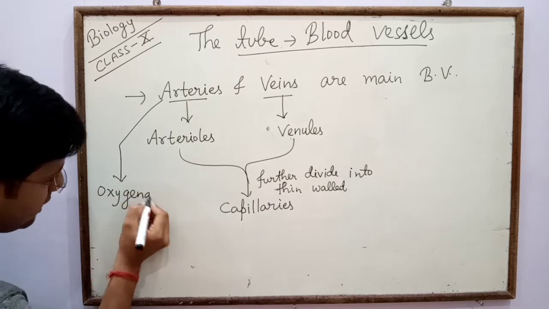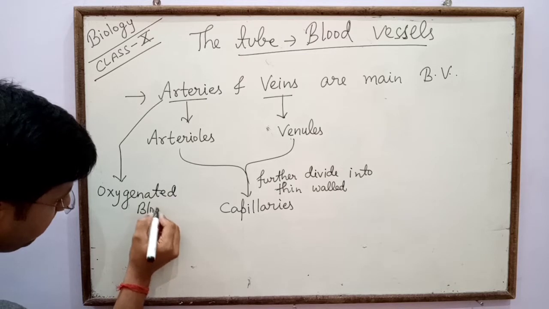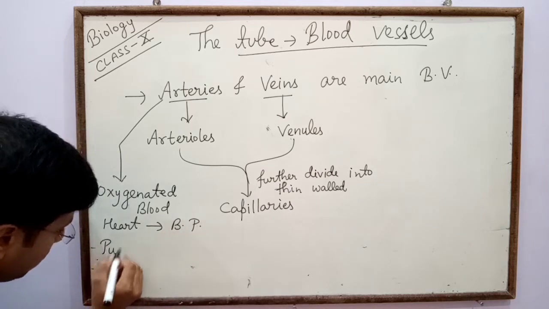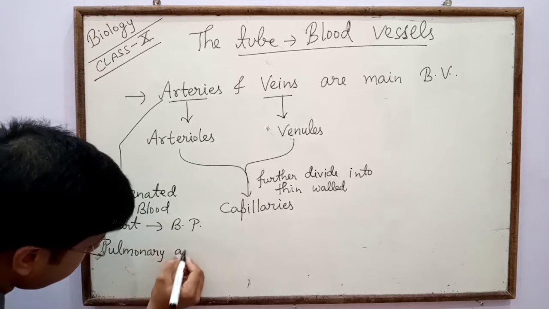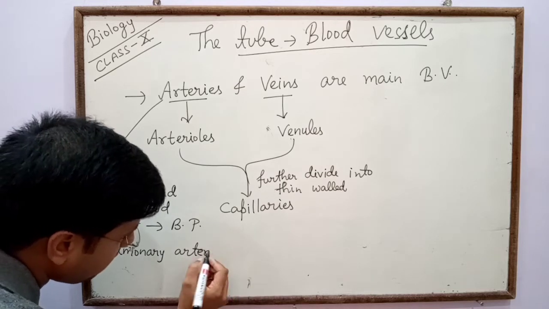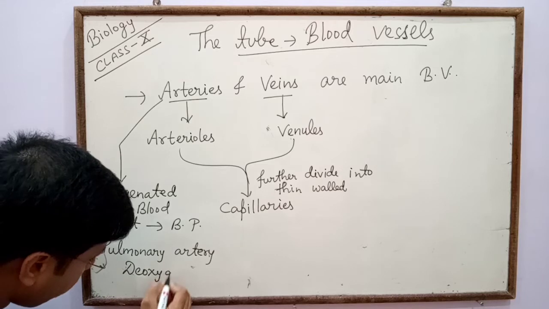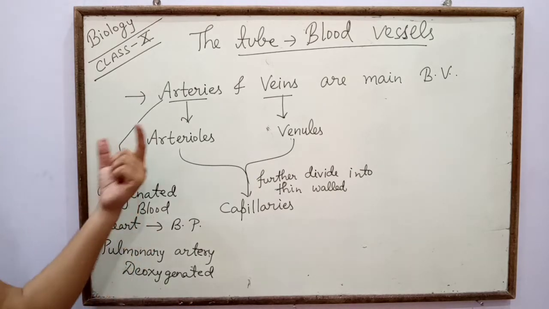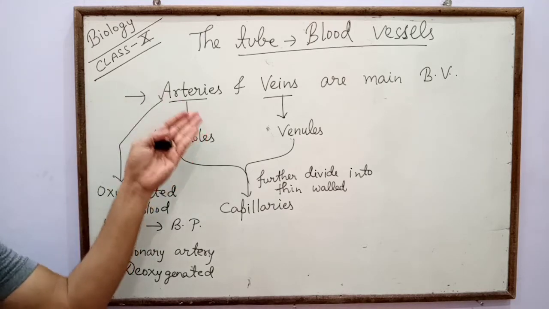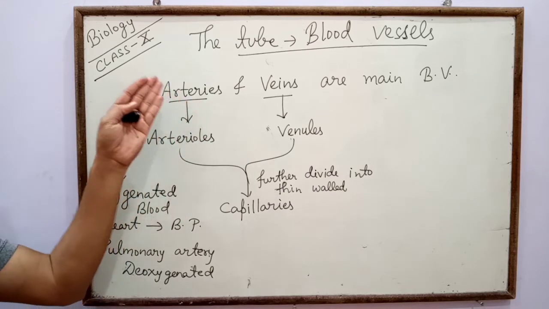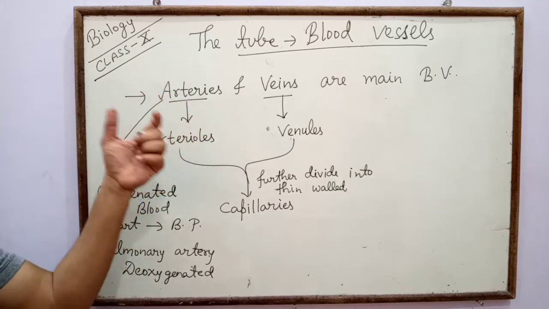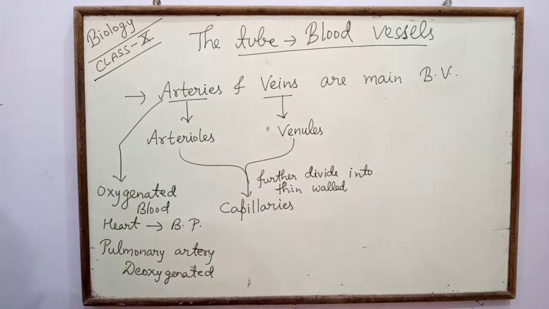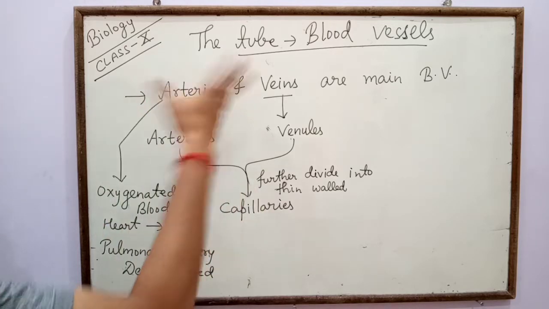oxygenated blood. Arteries carry oxygenated blood from the heart to body parts, except the pulmonary artery, because the pulmonary artery carries deoxygenated blood from the heart to the lungs. So oxygenated blood is conducted through arteries. Arteries are thick and elastic, more thick and elastic than veins, because the blood flows into arteries with pressure, because the heart is like a pumping organ and it directly pumps blood into the arteries. So arteries are thicker and more elastic than veins.